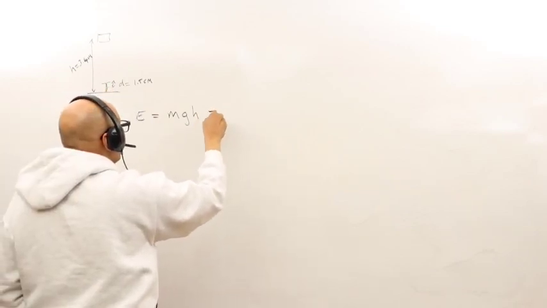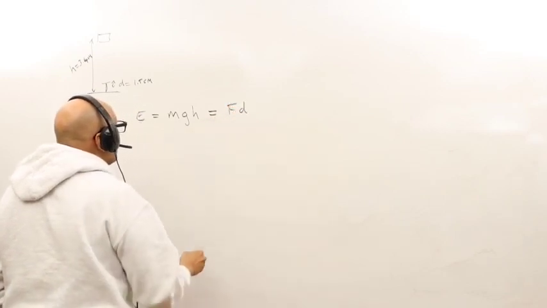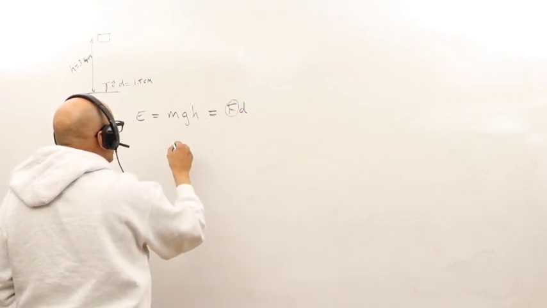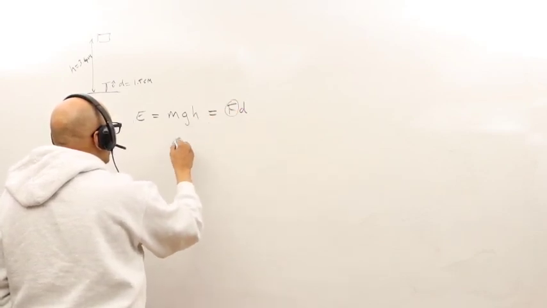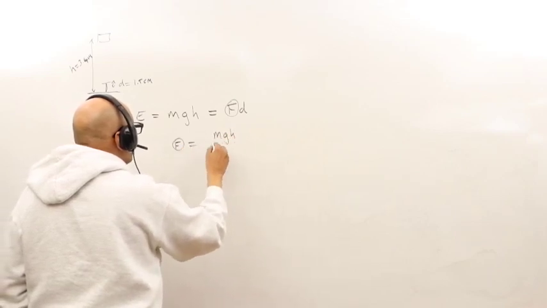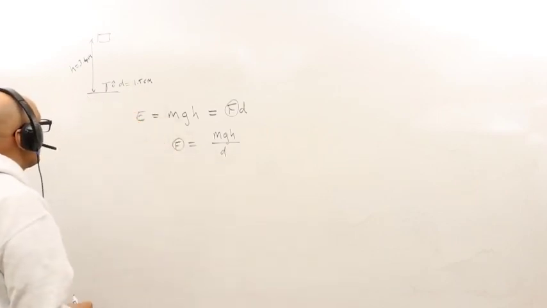So we know that the total energy is also equal to force times distance. We're asked to find F. We know h and d and everything. So we can solve for F is equal to mgh over the distance that the nail is pushed into the ground.